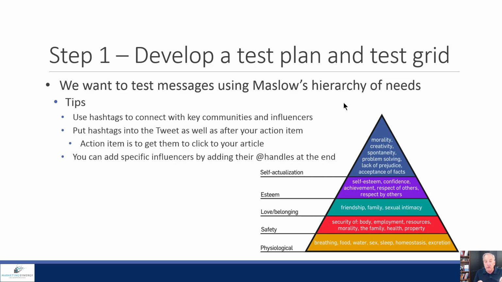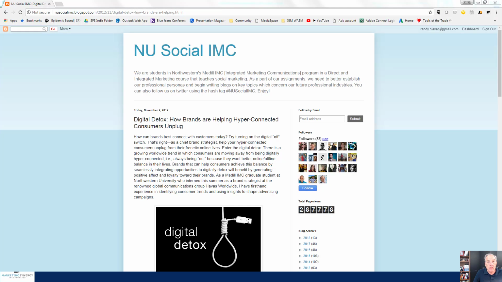Then we're going to tweet it out to our different markets. And to do that, we'll get a link that will allow us to track the article and go from there. So what we want to do is first build out the test grid and build out the test messages in this case that we want to use. For this example, we're going to be using an article that was made by one of my students on digital detox, or helping hyperconnected consumers unplug from the internet.